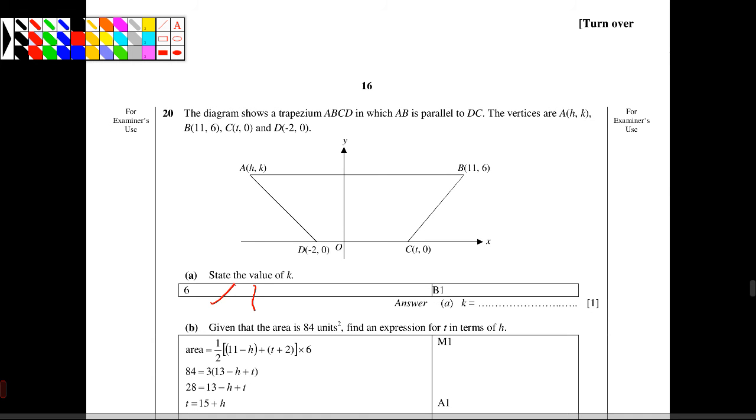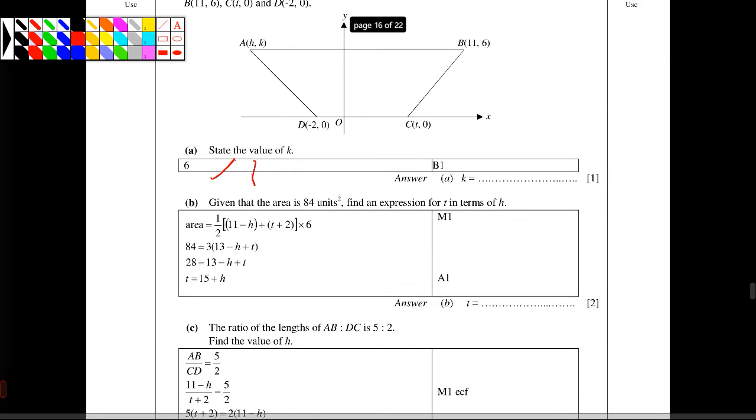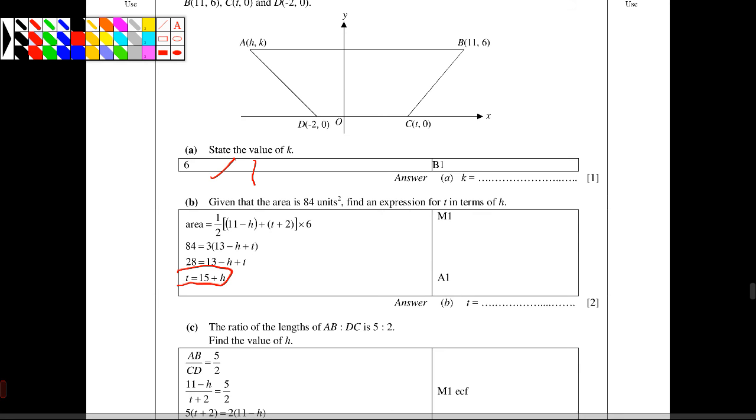I don't care, this one no working, so you just give me the mark. T equals 15 minus H, that is 1 mark. And then you have the final answer on the last page. I put minus there. Minus H. Is it minus or plus? I don't know, I put minus H.